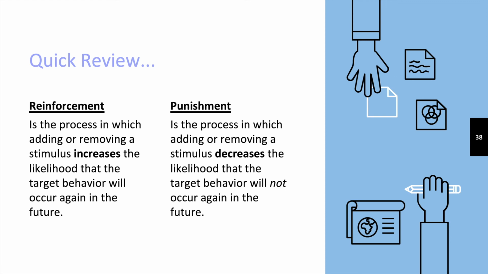Punishment is the process in which adding or removing a stimulus decreases the likelihood that the target behavior will occur again in the future.